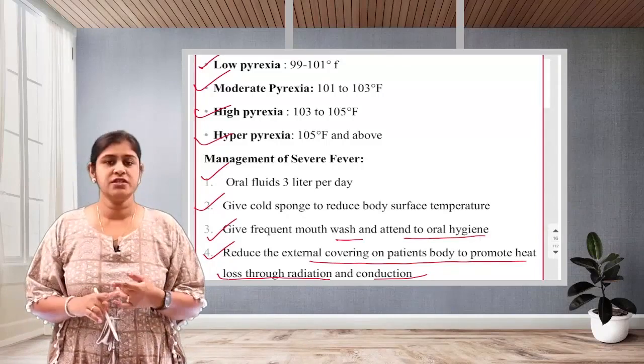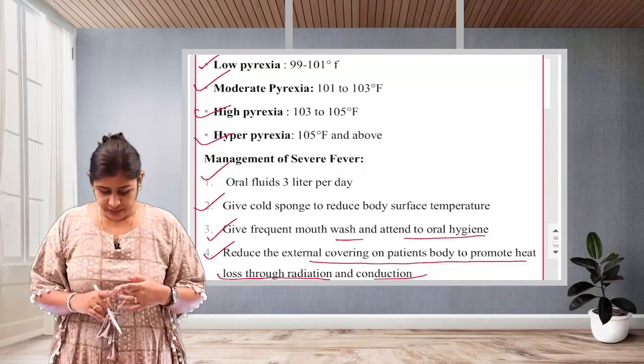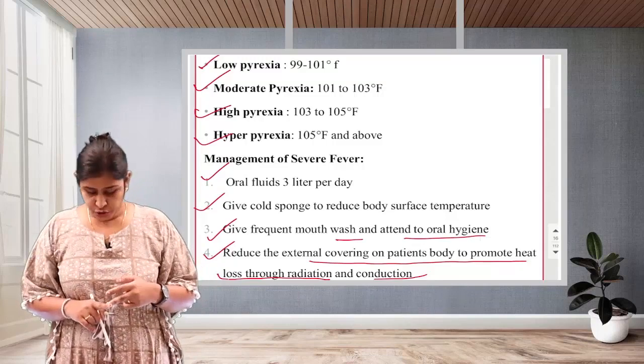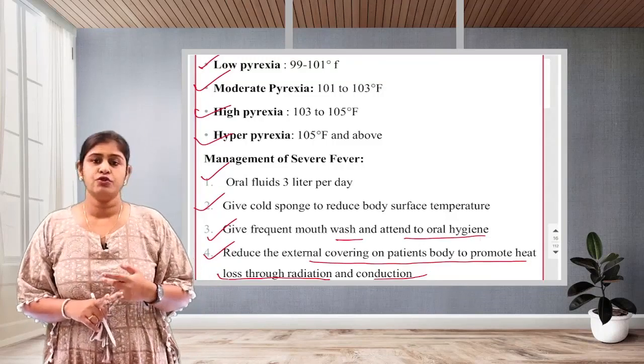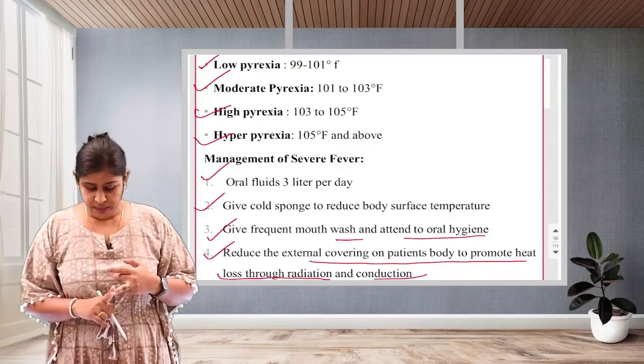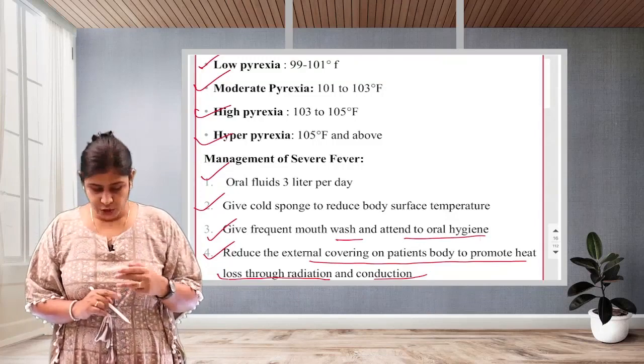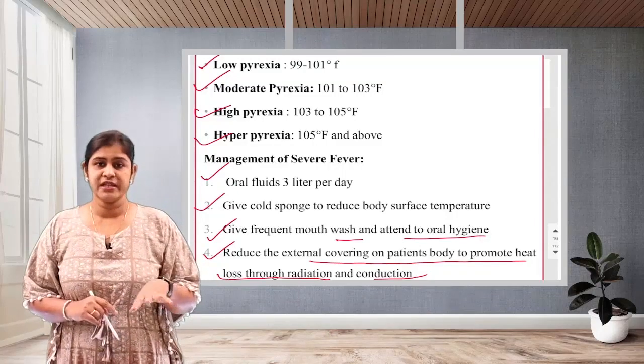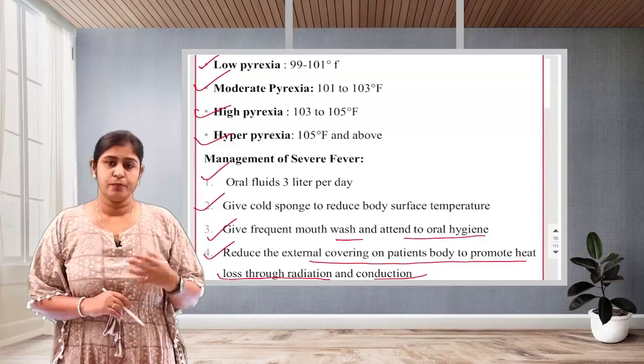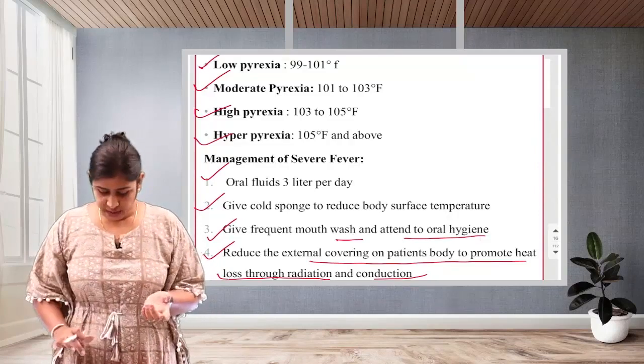So management is, first, you have to provide the oral fluids, 3 liters per day. Give cold sponging to reduce the body surface temperature. You have to give the frequent mouthwash and attend to the oral hygiene, and then you have to reduce the external covering of the patient to promote the heat loss through conduction and radiation.